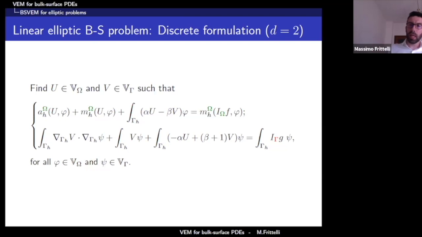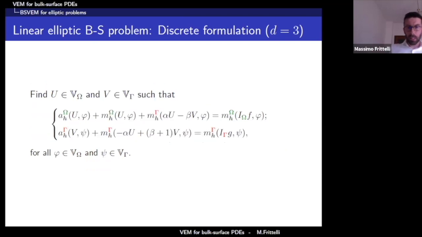But if we move to the case d equals 3, this is how the problem becomes. We need both approximate bilinear forms in 2D and 3D. So in the 3-dimensional bulk, we take the virtual elements bilinear forms in 3D, while the two-dimensional integrals are approximated through the two-dimensional virtual elements bilinear form. Notice that in the first equation, which is the bulk equation, a surface integral appears. This is the effect of boundary conditions. So this is the term that actually couples the bulk equation with the surface equation.